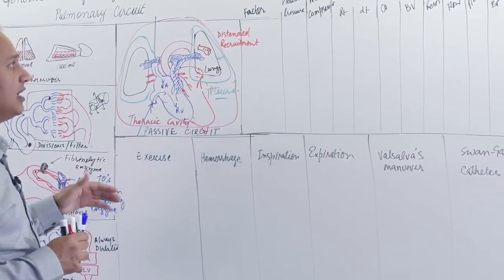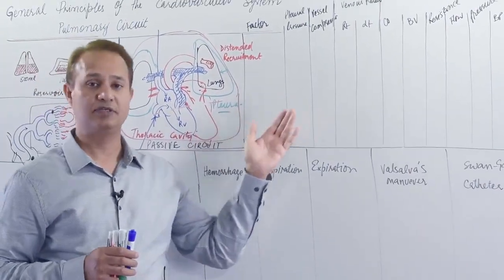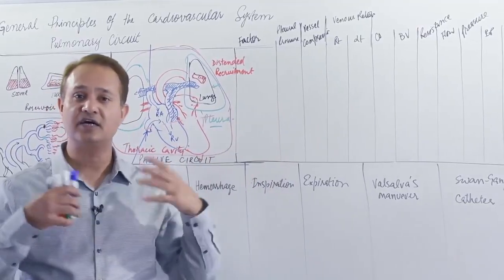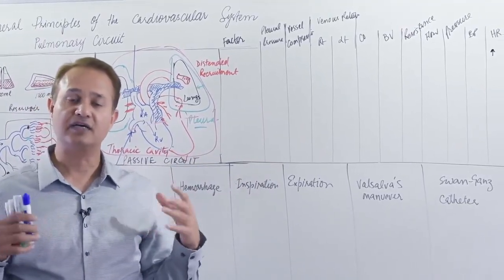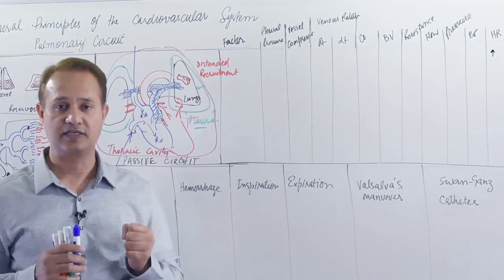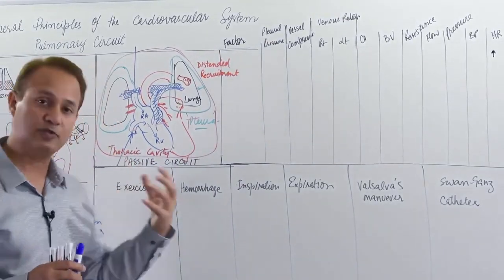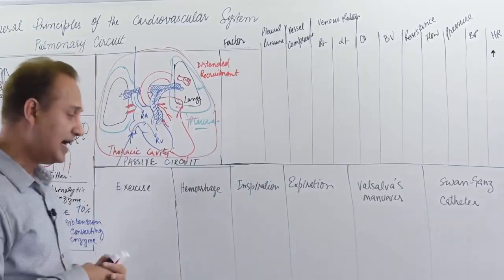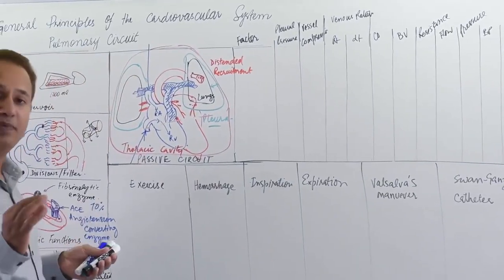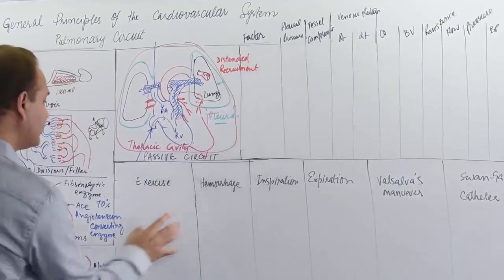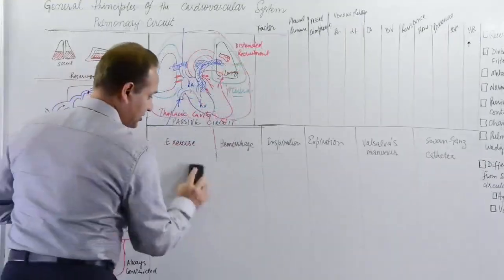Let's continue and now discuss what will happen when various changes occur in the lung, in the factors that are controlling the lungs. Before we go there, I want to do one more thing, one more difference from systemic circulation, and that is the pulmonary capillaries diameter and the control of that.